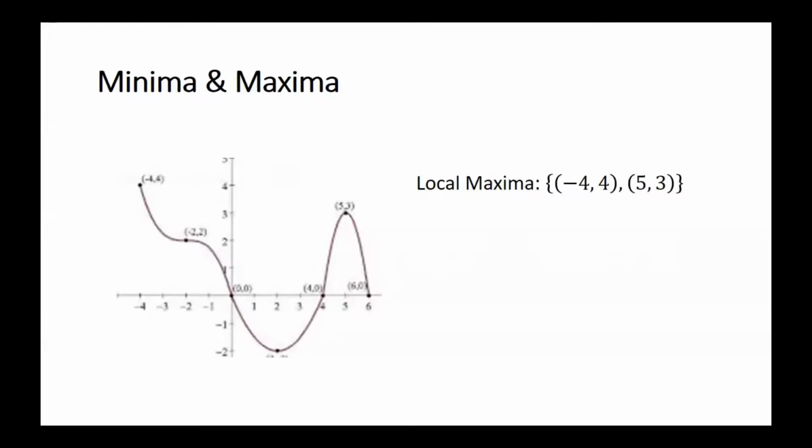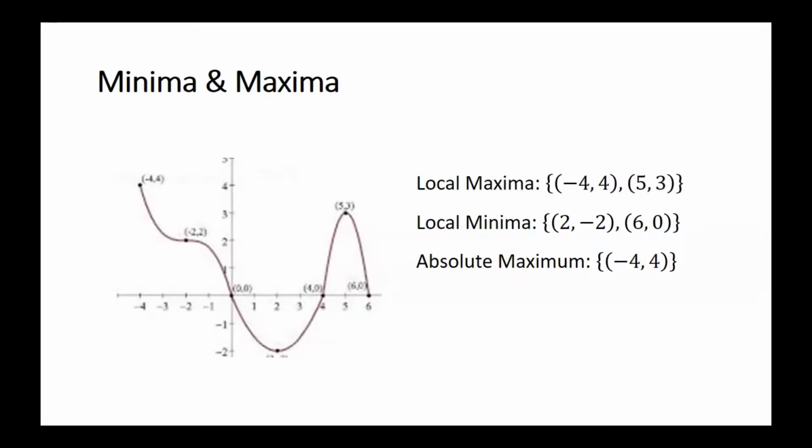Local minima, we see that the only points here that are surrounded by points larger than them, we actually have two of them. At (2, -2), it's surrounded on both sides, but then we also have (6, 0), which has no points lower than it in its area. So we have local minima at (2, -2) and (6, 0).